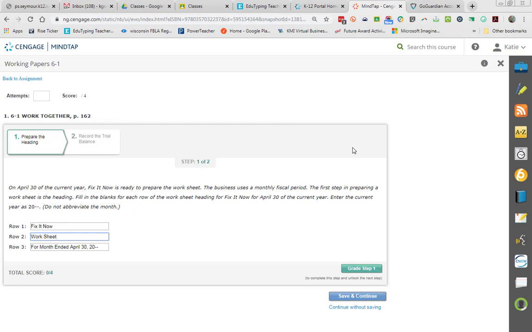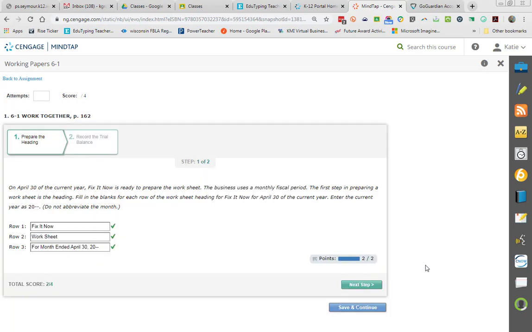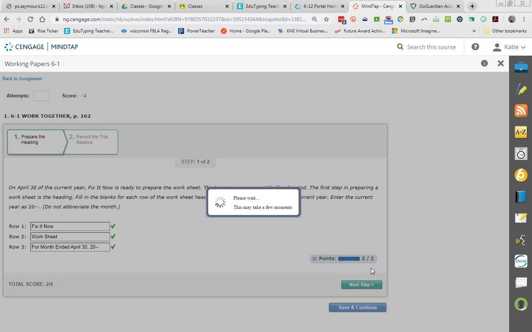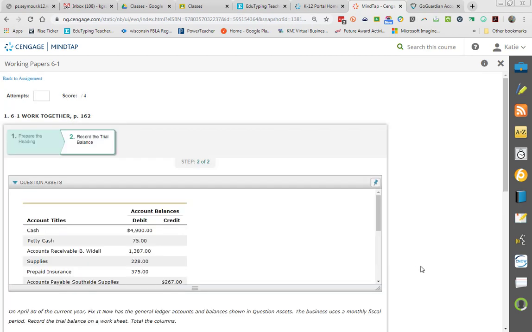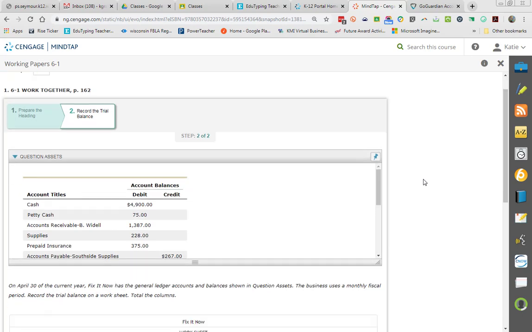When you got that in there, go ahead and hit grade that now, grade step 1. Woo! Okay, Thursday morning, I got it all right. Very excited. I'm going to go to step number 2. That's a little bit harder than step number 1. Okay, so here we go for step 2.